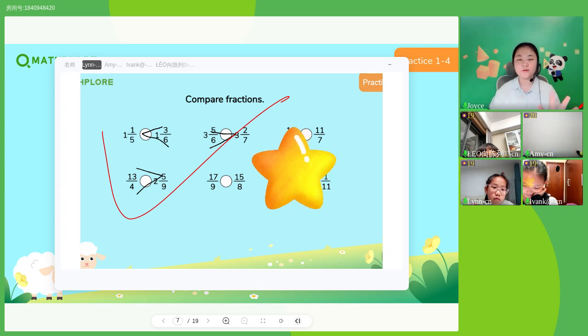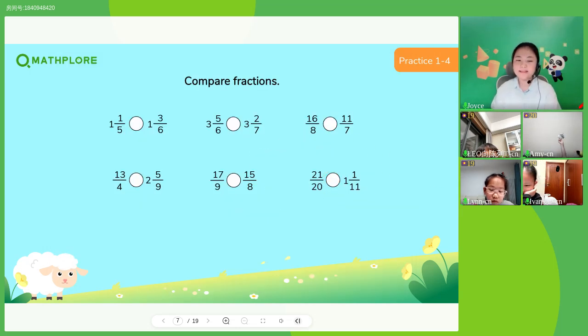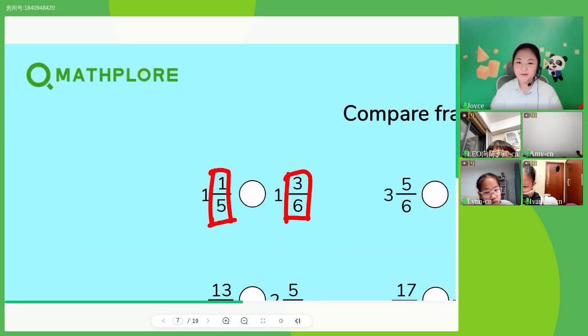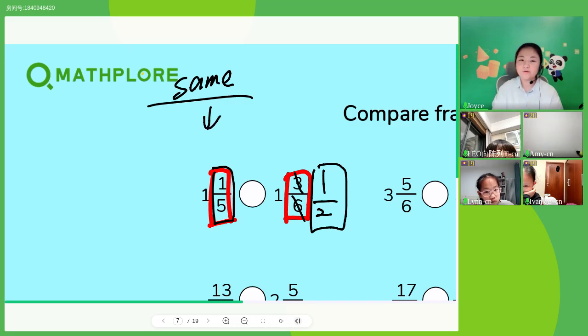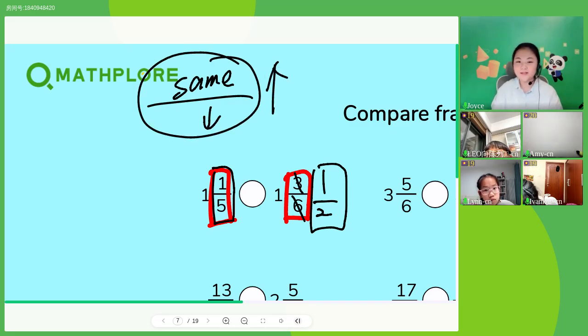So everyone, don't worry. We just take some of them as examples, okay? When they are mixed numbers, we look at the whole number part. When the whole number parts are the same, compare the fractions only. 1/5 compared with 3/6. 3/6 is not the simplest form, right? Let's simplify it. We divide it by 3, it will be 1. Divided by 3, it will be 2. So it's 1/2. So 1/5 compared with 1/2, which one is greater? When the numerators are the same, the bottom number is smaller, the whole fraction can be greater. So 1/2 is greater. Am I right, guys?